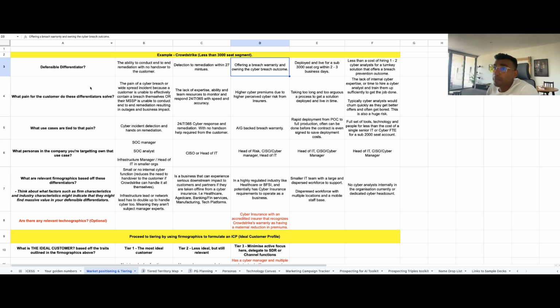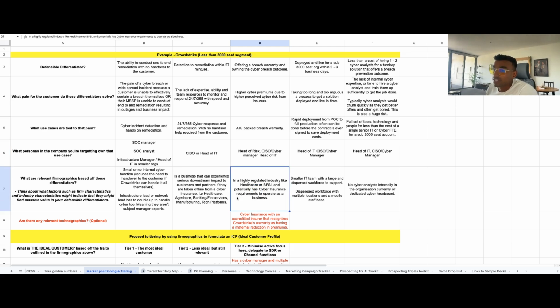So what pain points did that solve for the customers? Well, higher cyber premiums, right? If they had really high cyber premiums, and there was some way to offload risk to a vendor, that brings premiums down. What use cases were tied to that pain? Well, we had a breach warranty backed by AIG. And what personas would find that use case useful? Well, head of risk for one, CISO or cyber manager, head of IT, even CIOs at the time.